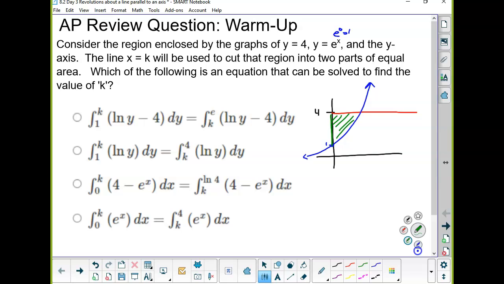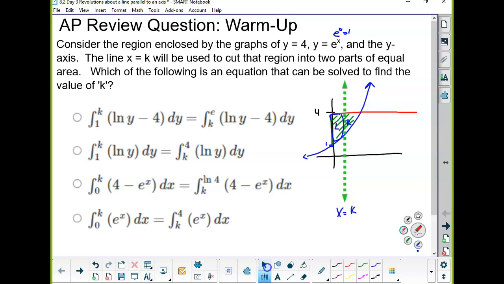The line x equals k will be used to cut that region into 2 equal areas. So let's think about that. I have a line at x equals k. Well, x equals k is a vertical line, and it's going to cut that region equally into 2. Now, what we don't know is where that's going to be, but we can call it x equals k. So what I need to say is that the area right here on the left has to be equal to the area on the right.